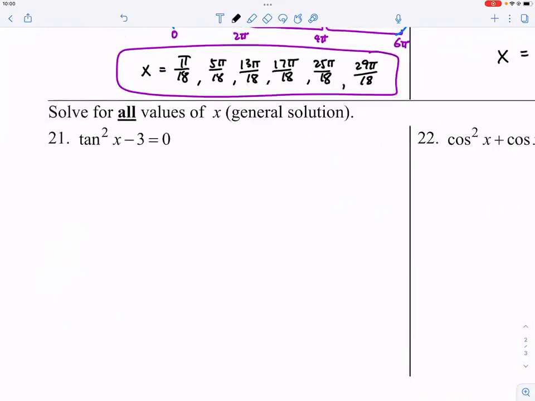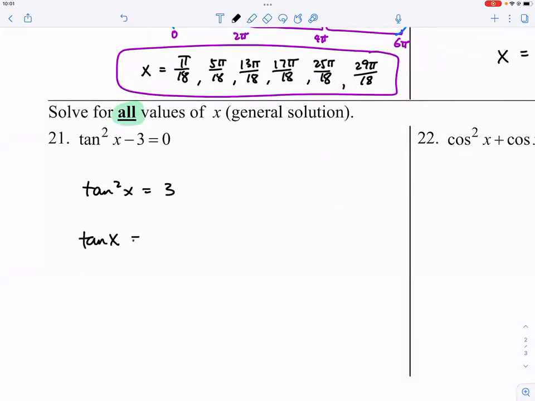Now, this one is a little bit different. You may want to highlight this one. Instead of giving you the domain, this time it says solve for all values. Now, we don't see this often, but you do have to get ready for this. So we say, well, we have tangent squared x equals 3.